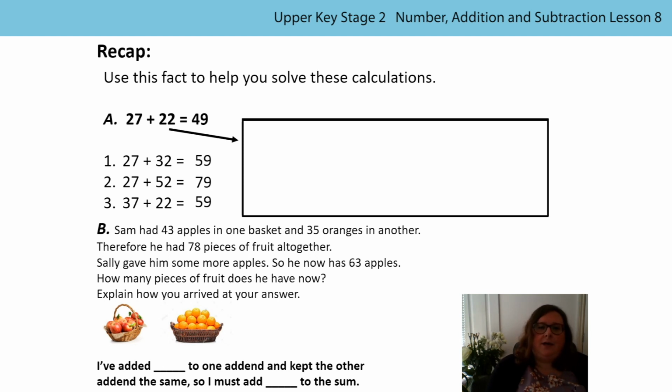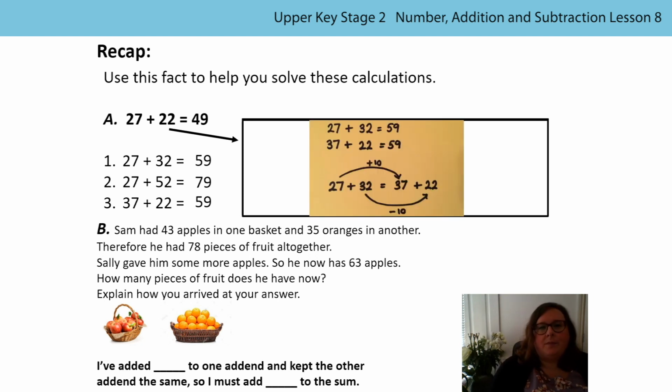Let's just have a little look at all of those sums together before we move on. So I have got 59, 79 and 59 again. Why do you think 59 appears twice? Let's see. 27 add 32 is equal to 59 and 37 add 22 is equal to 59. That reminds me of some work that we did earlier on in this topic. Does it remind you as well?